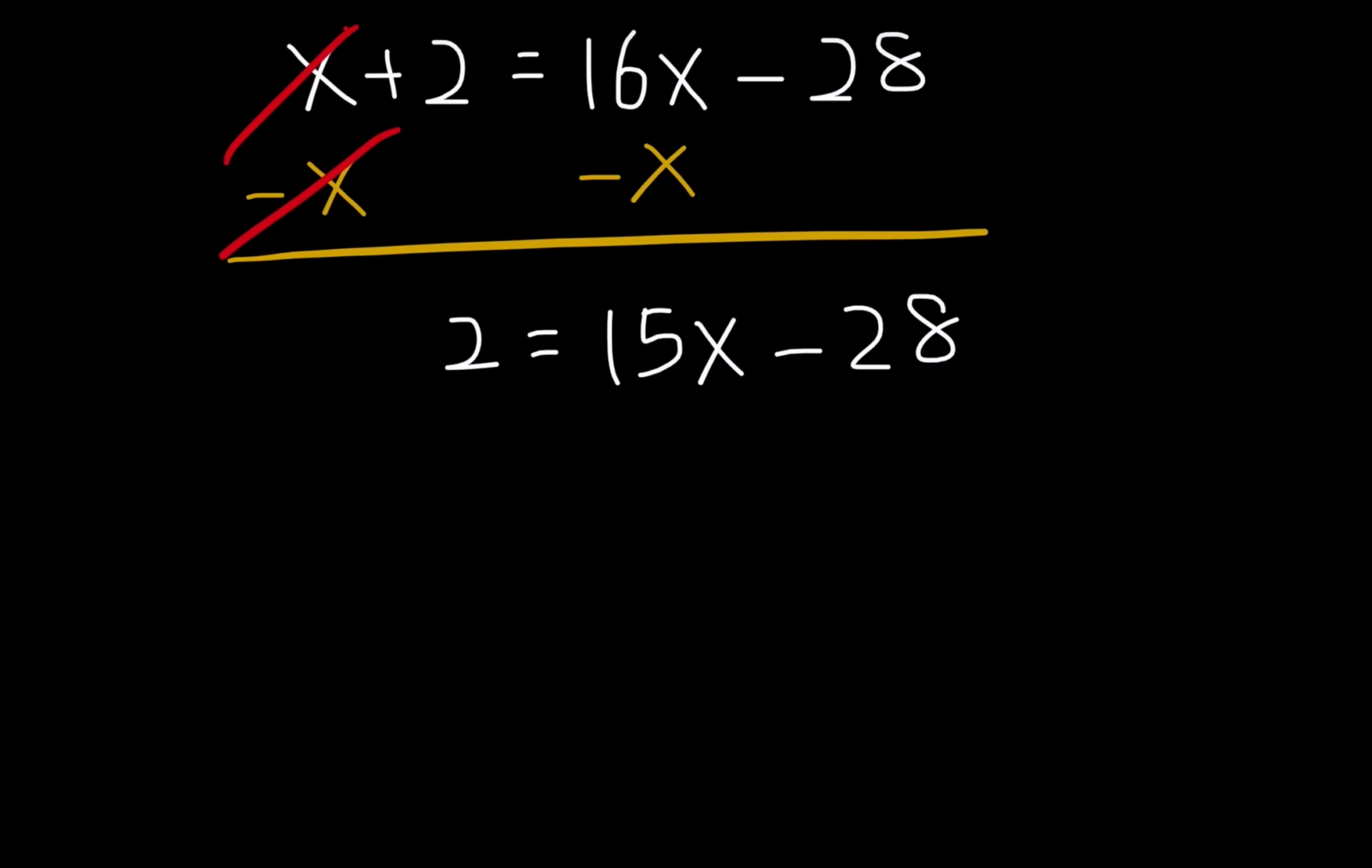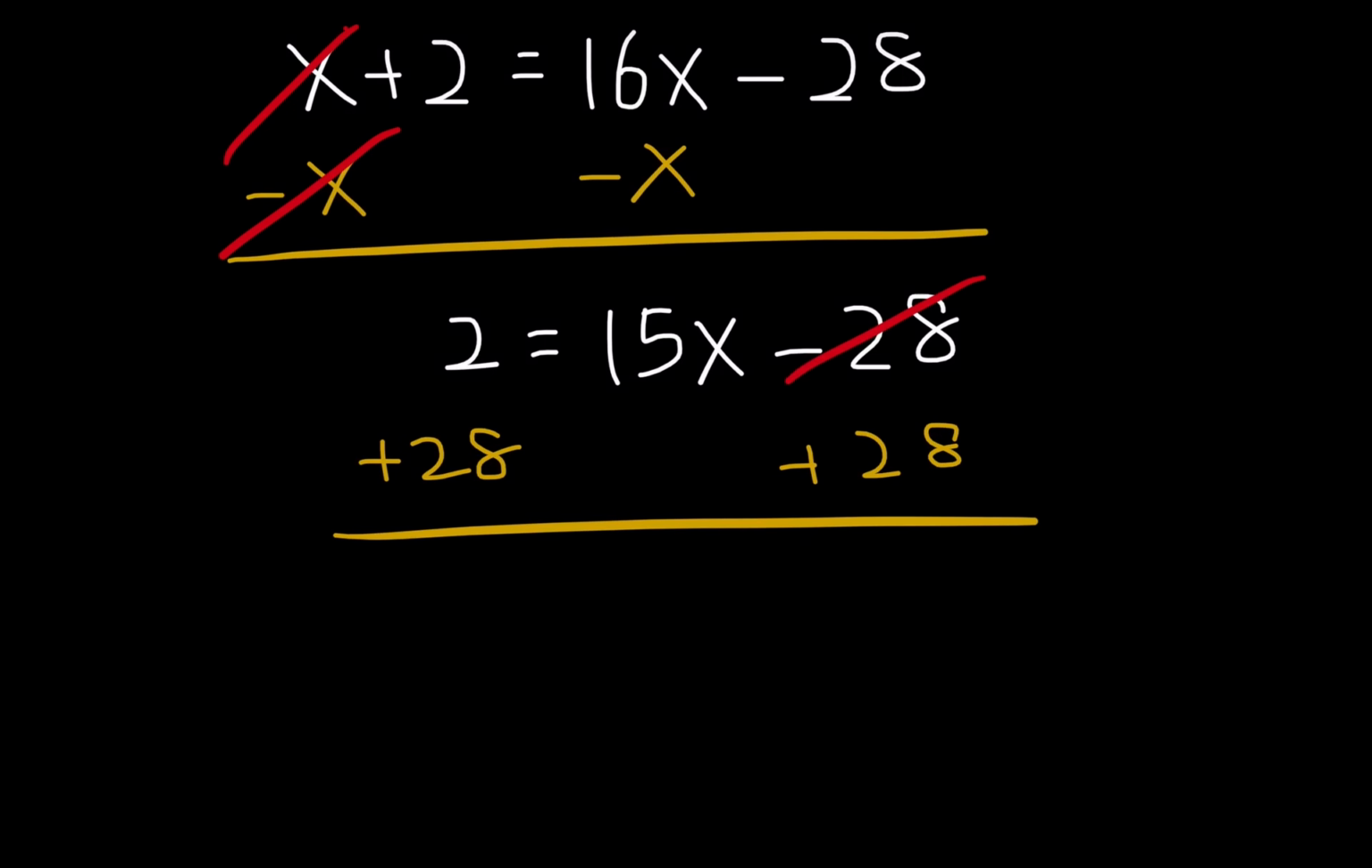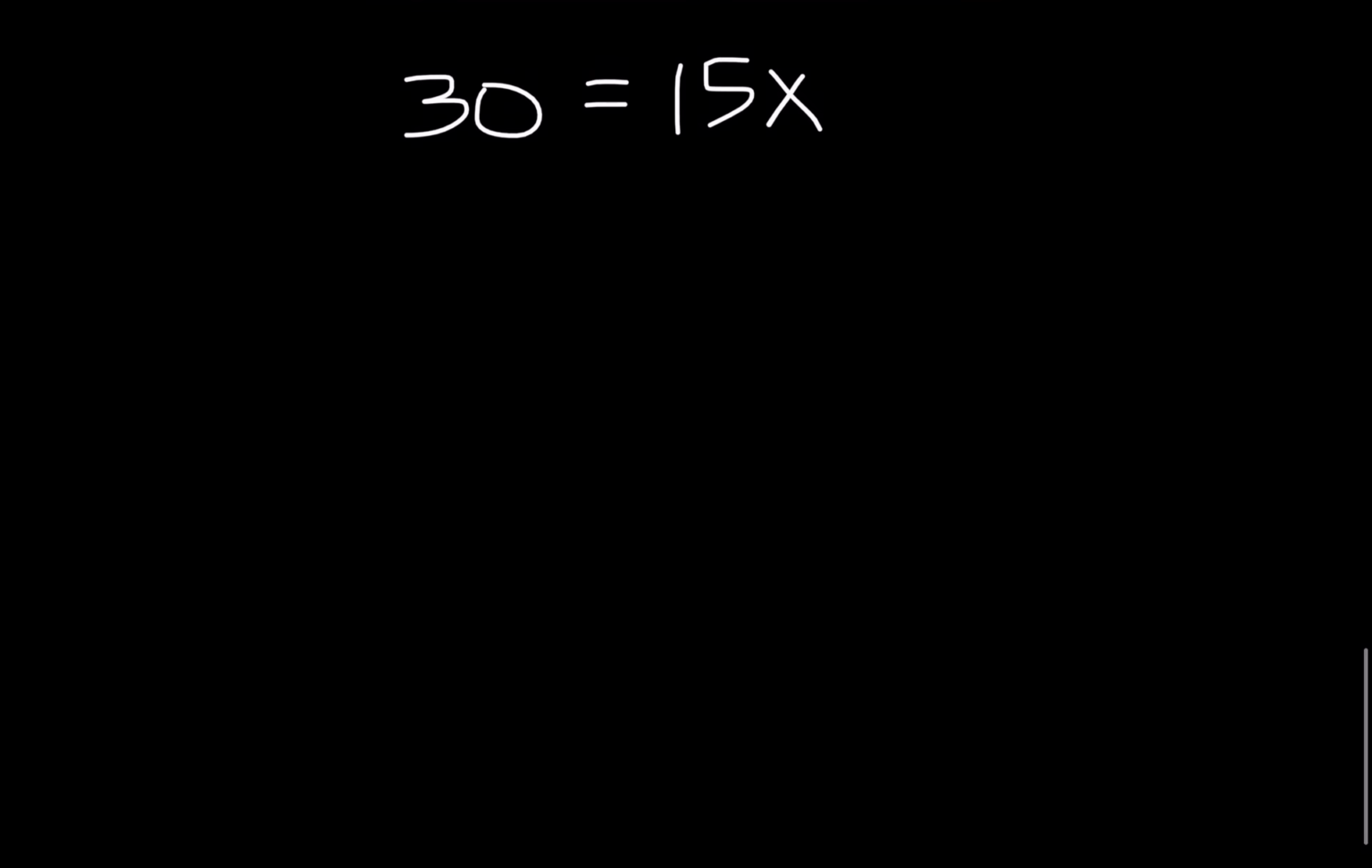And similarly, you just add 28 on both sides. And by adding 28 on both sides, you cancel out this negative 28 here. So you're subtracting 28 and then you're adding 28, so it cancels. On the left hand side, you have 2 plus 28, which is equal to 30. On the right hand side, you have 15x. Once again, it's the last step.